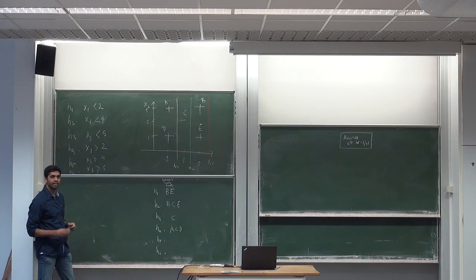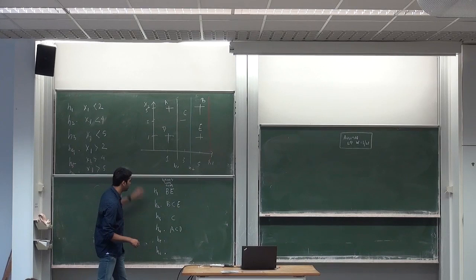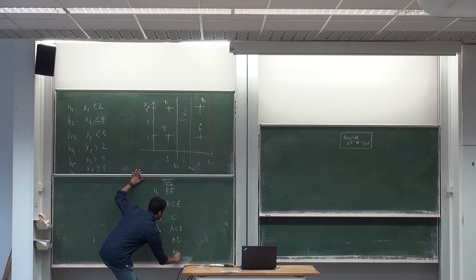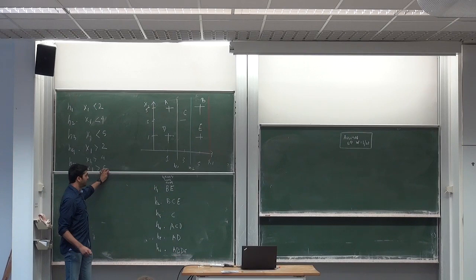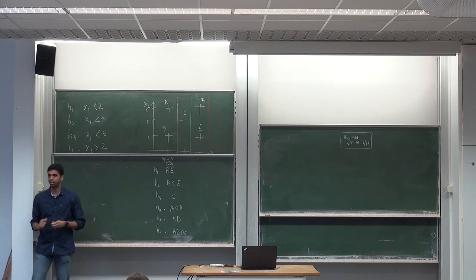Is it correct? If I make a mistake, do tell me. What would H5 make as errors? It would make the opposite of this one, so it's A and D. And what would H6 make as errors? Everything but C, which would be A, B, D, and E. So is this clear? How did we come up with these errors?